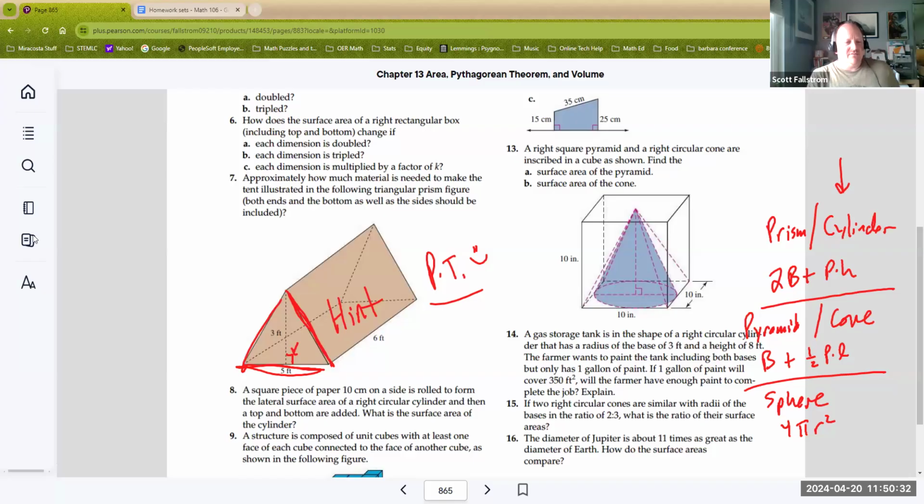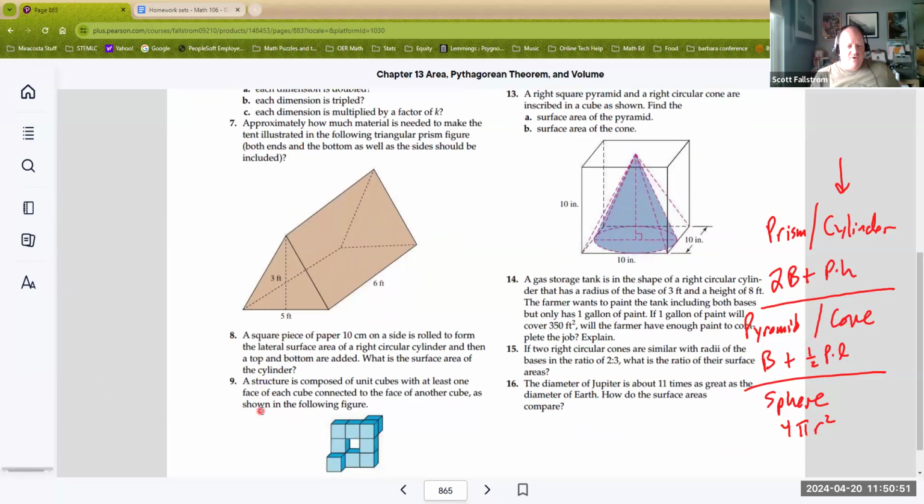Let's see here. What else do we have? Now they say approximately how much, and the reason for that is when you have a triangle like this, the length here will be an irrational number. It'll be a square root of something. So that's why they phrase it that way.